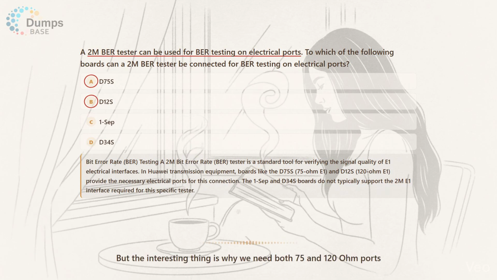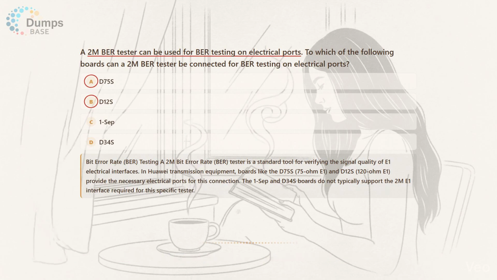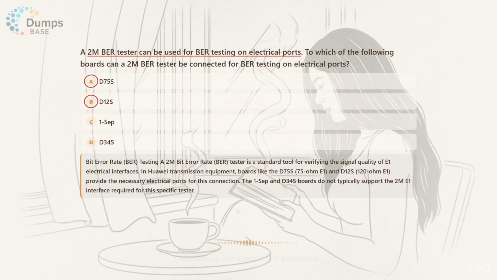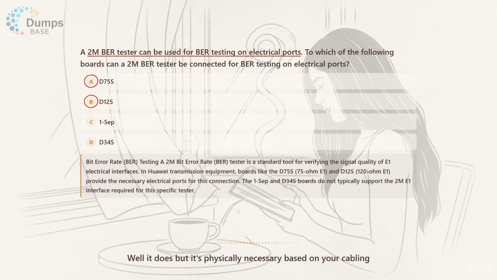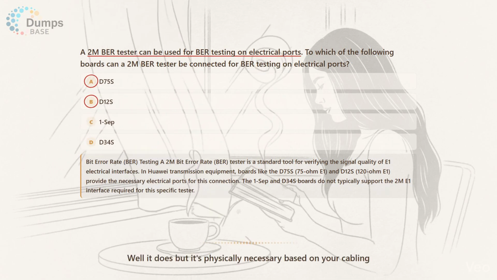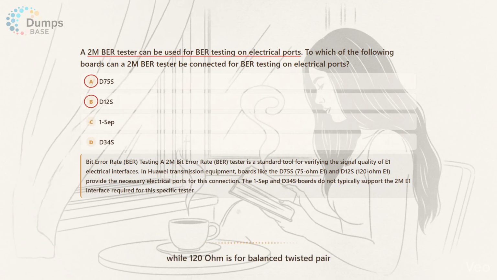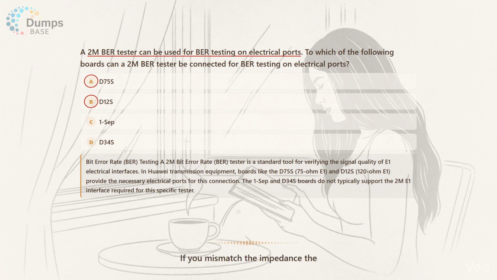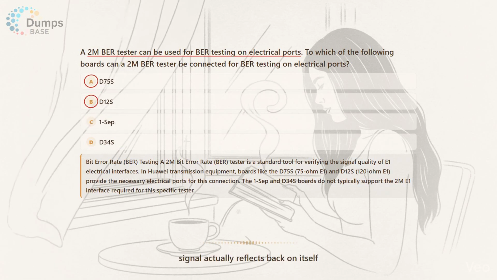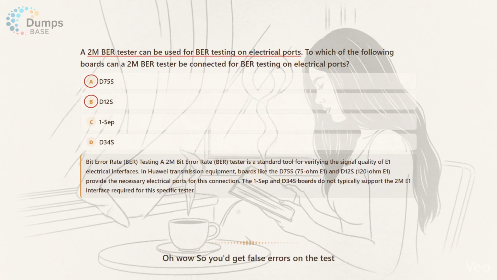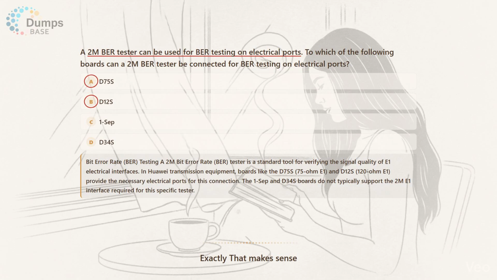Precisely. But the interesting thing is why we need both 75 and 120 ohm ports. Yeah, doesn't having 2 standards just needlessly complicate the hardware? Well, it does, but it's physically necessary based on your cabling. 75 ohm is for unbalanced coaxial cables, while 120 ohm is for balanced twisted pair. If you mismatch the impedance, the signal actually reflects back on itself. Oh, wow. So you'd get false errors on the test. Exactly. That makes sense. All right.